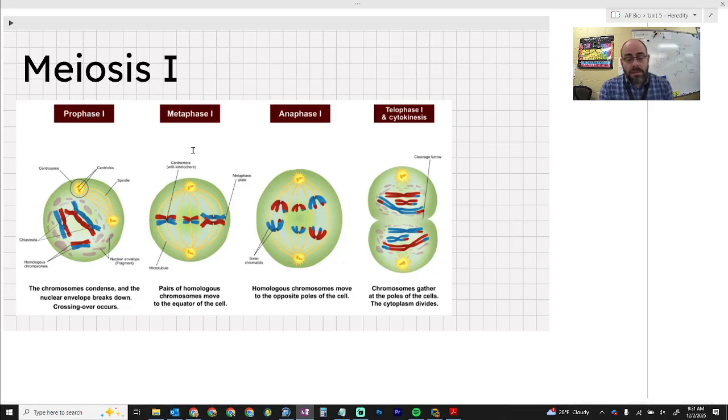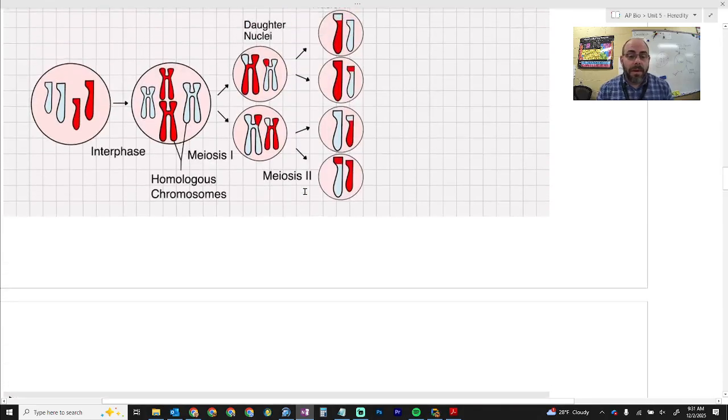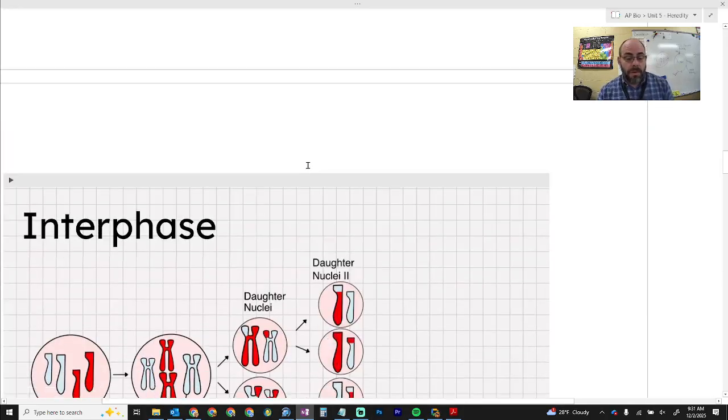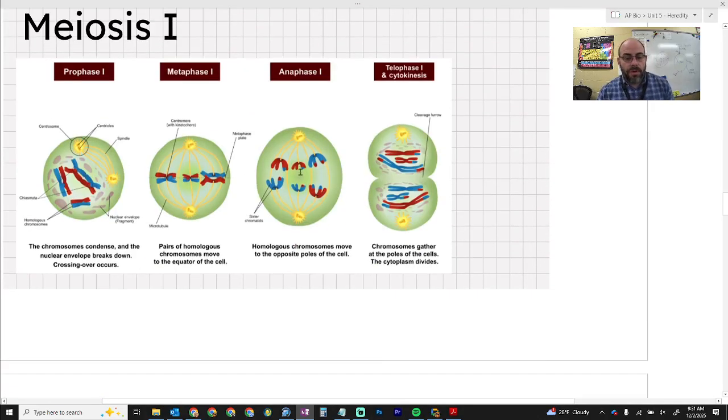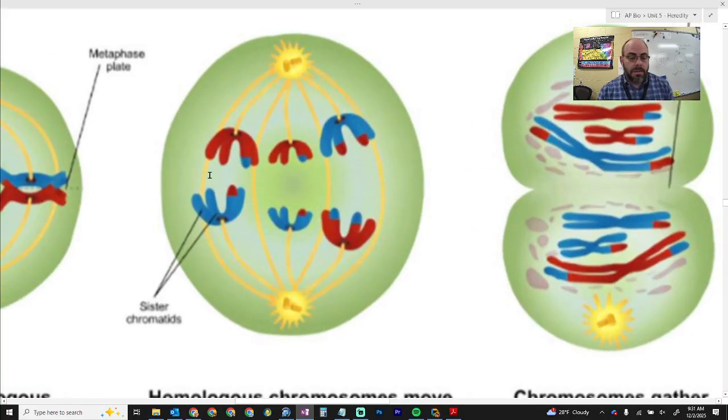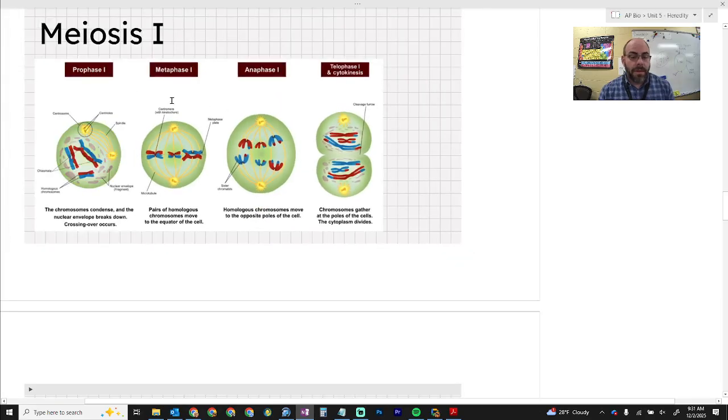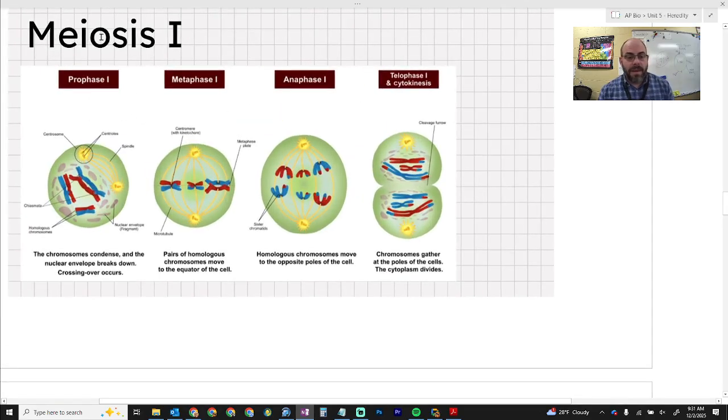Anaphase 1 is the second phase that you need to know. During anaphase 1, homologous pairs separate, right? Homologous pairs separate. Green separates from purple. Blue separates from red here, right? Notice that they've switched some red and blue to show the crossing over has happened, which I appreciate. So during anaphase 1, homologous pairs separate.